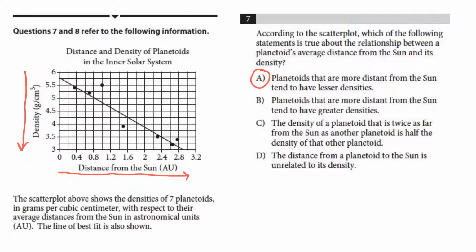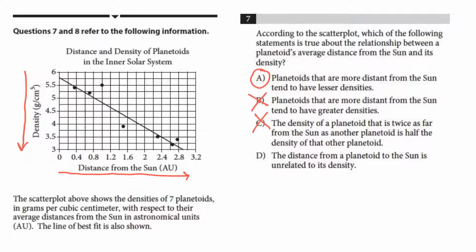Let's see. B. Planetoids that are more distant from the Sun tend to have greater densities. No, that is the opposite of what we're saying. C. The density of a planetoid that is twice as far from the Sun as another planetoid is half the density of the other planetoid. No, it is not an exponential relationship here. This is a linear relationship. It appears to be. That's at least the line of best fit is linear.